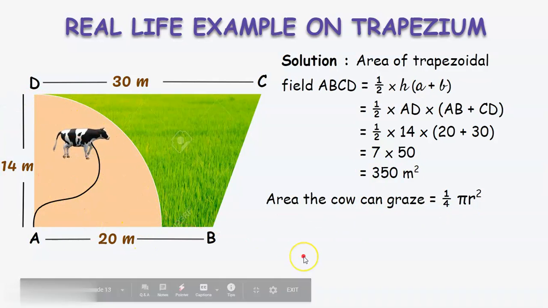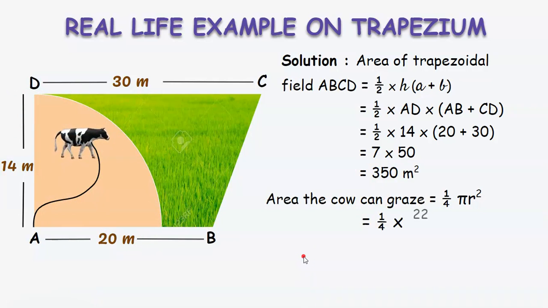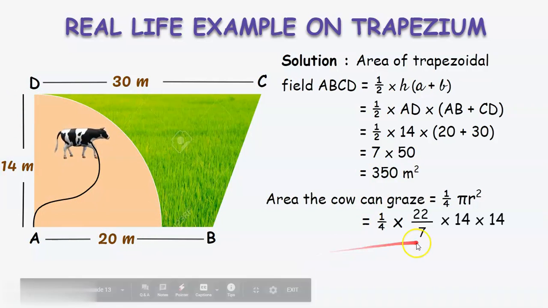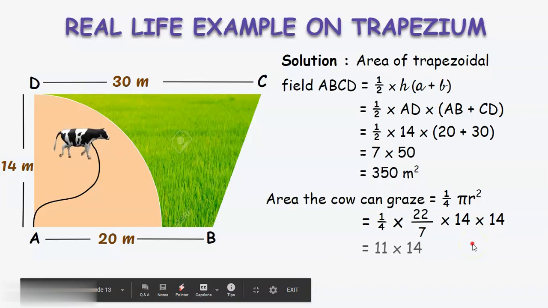Now finding the area that the cow can graze, that is nothing but 1/4 of pi r square, which is 1 by 4 into 22 by 7 into 14 into 14. That is, by cancellation, 11 into 14, which is 154 meters square.